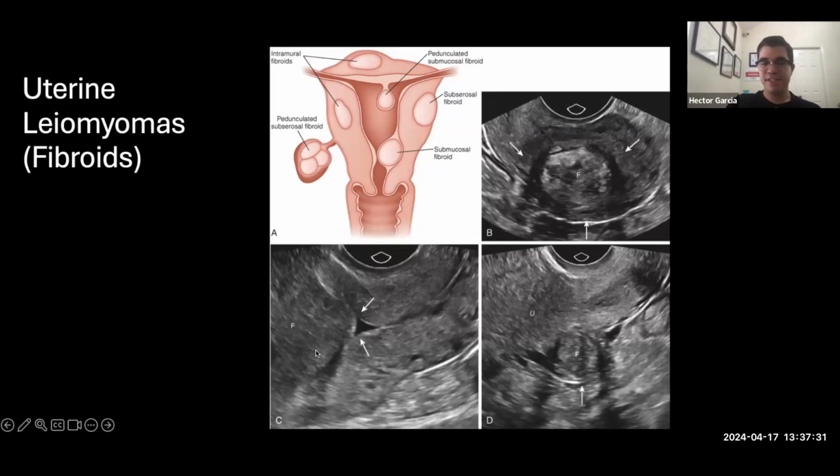Now, on image C, we see a submucosal fibroid, and it's splitting the uterus right here. And then in this one, we have a subserosal, because this is the uterus over here, and this is at the edge. It's not surrounded by myometrium, because the myometrium ends. The white arrow is pointing to the very end of the uterus. So this is subserosal.